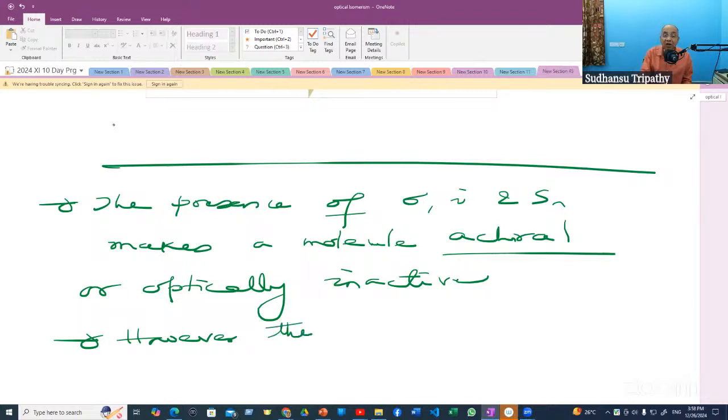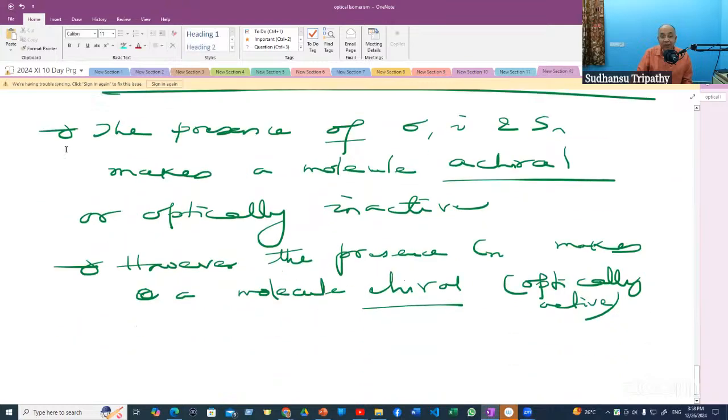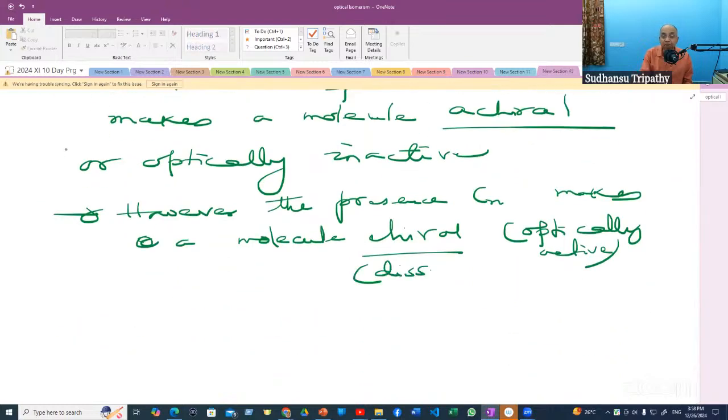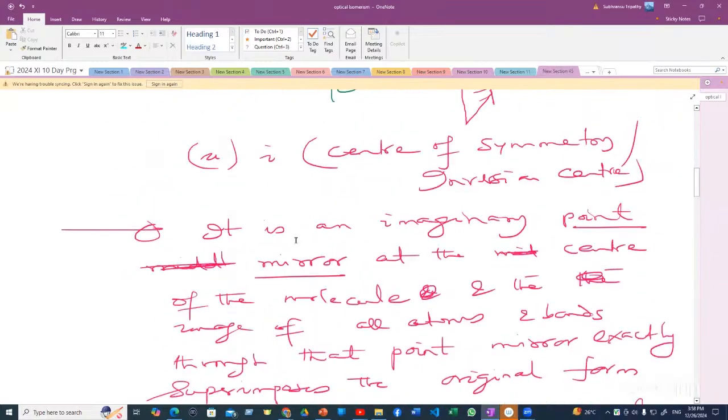However, the presence of CN, which I have already explained, makes a molecule chiral. I will show you the example. Means optically active. It is dissymmetric. Chiral means dissymmetric. Dissymmetric means optically active. And the mirror images are non-superimposable. They are D or L. Understood? Yes, sir.